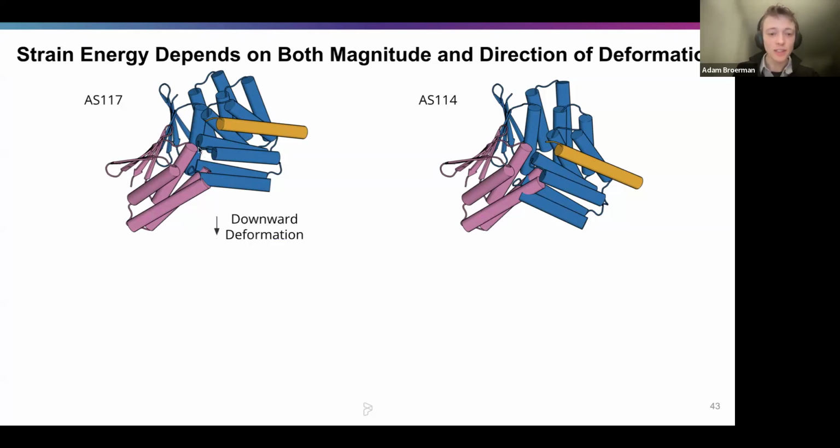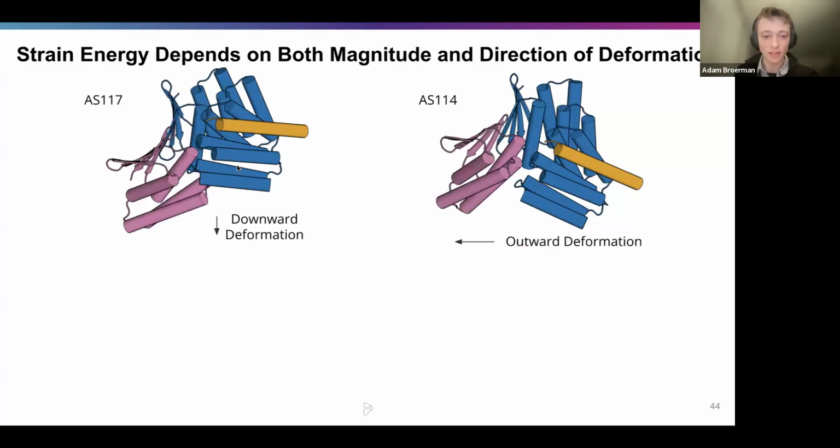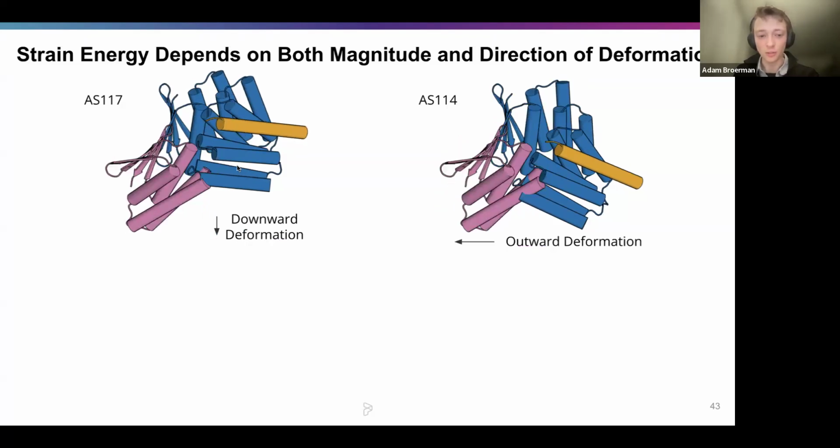And I think that the difference is that in this one the predicted deformation is downward, whereas in this one the predicted deformation is more outward. So if we look at these deformed states, if I cycle between them a little bit, you can see this one is bending downwards, and this one's predicted to bend more outwards, like that.